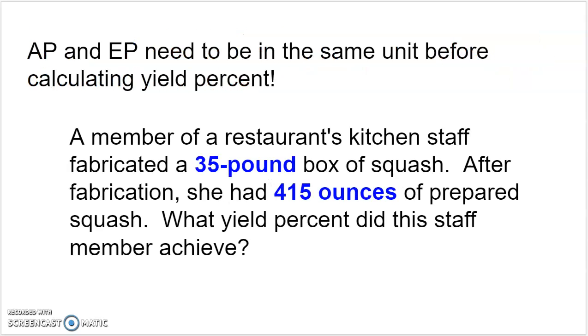So remember that EP and AP have to be in the same unit before you can calculate a yield percent. Otherwise, it won't make sense. So in this problem, it says a member of the restaurant's kitchen staff fabricated a 35-pound box of squash. After fabrication, she had 415 ounces of prepared squash. What yield percent did this staff member achieve?